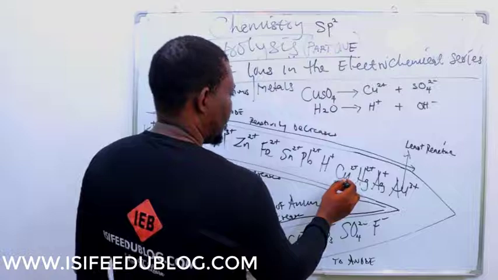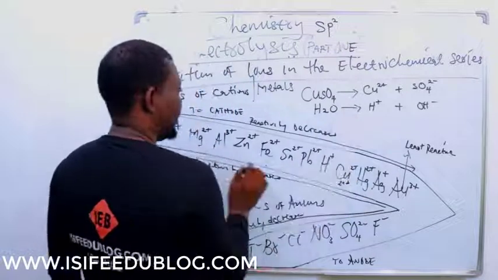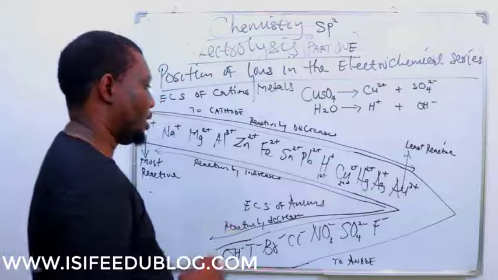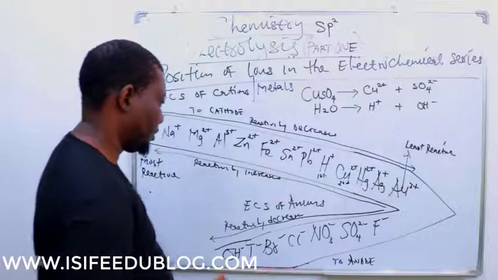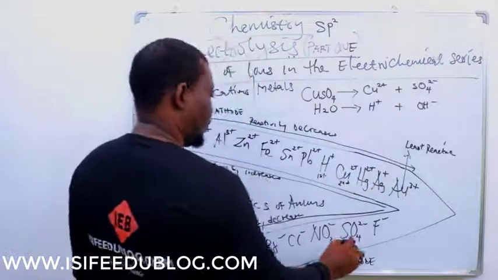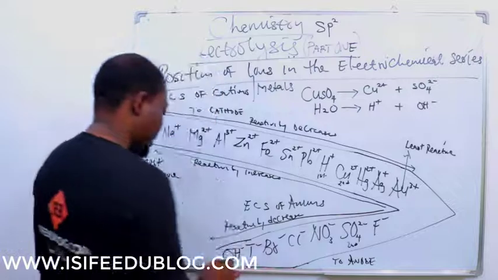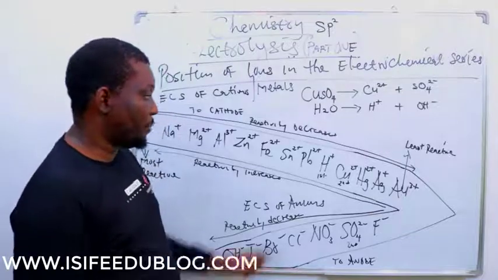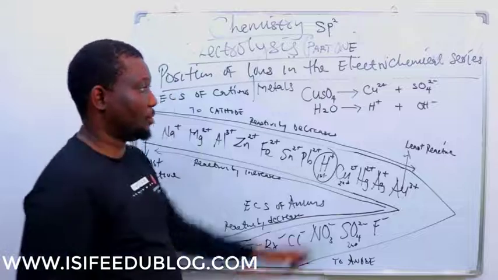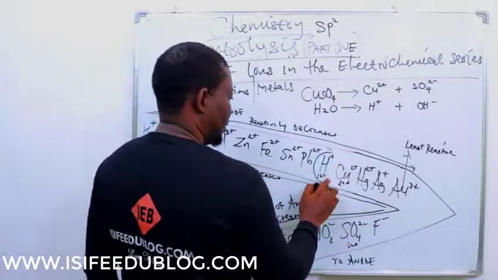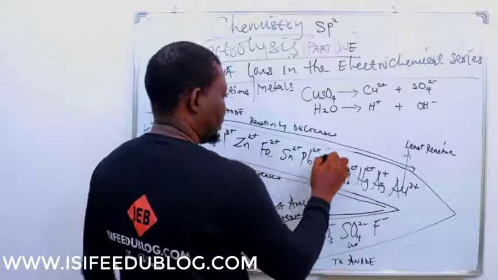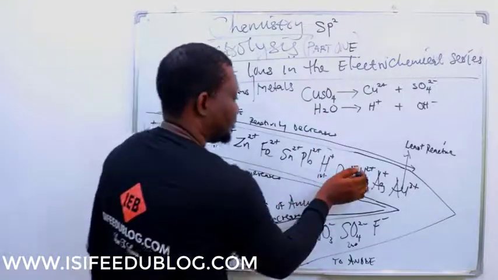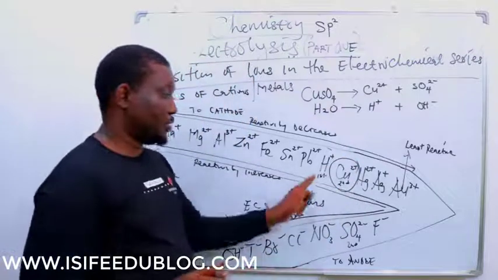From this, I already know the position of copper. Copper is second, while hydrogen is first for cations. For anions, we have these two: SO4 is second, OH is first. The first is the one that we prefer to be discharged. Why? Because the first is more reactive than the second. So copper is preferred to be discharged, not hydrogen.